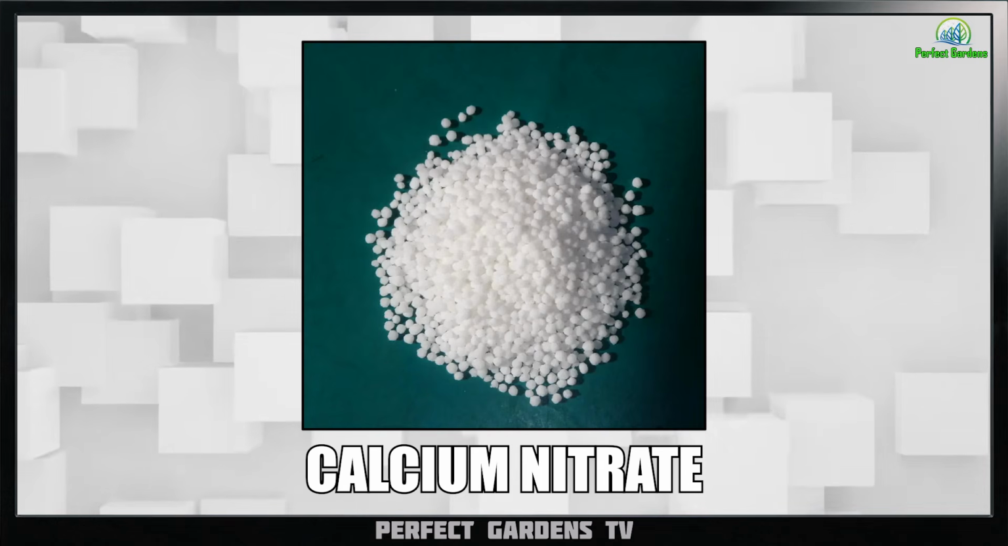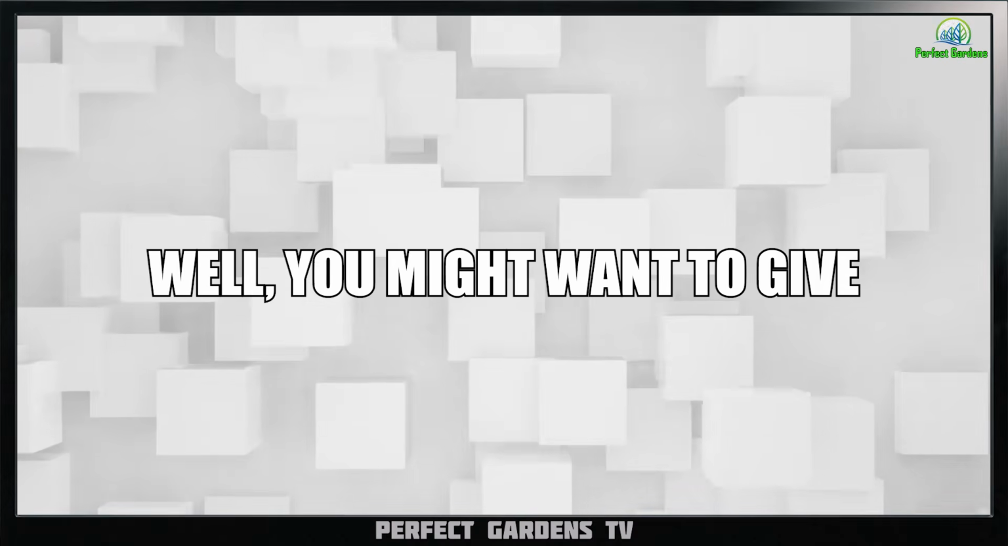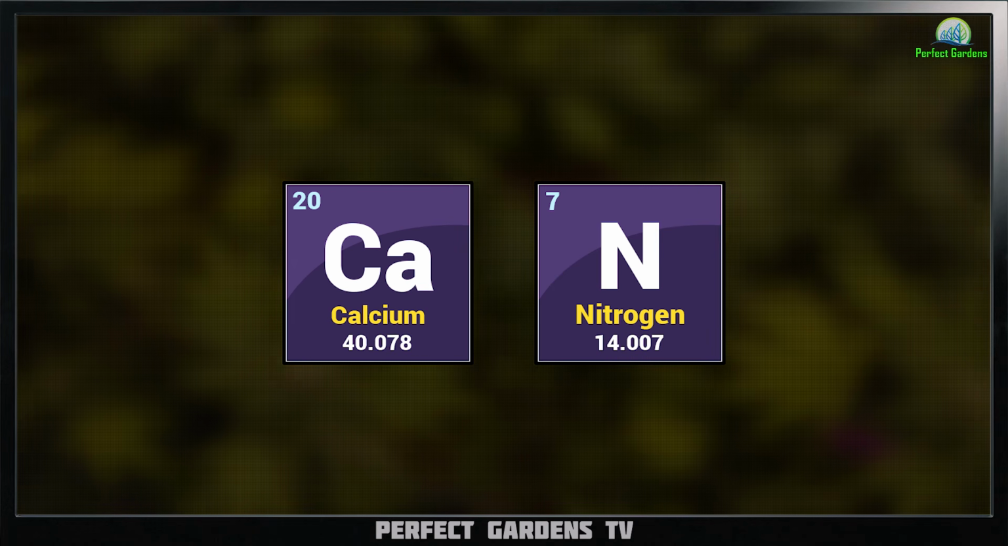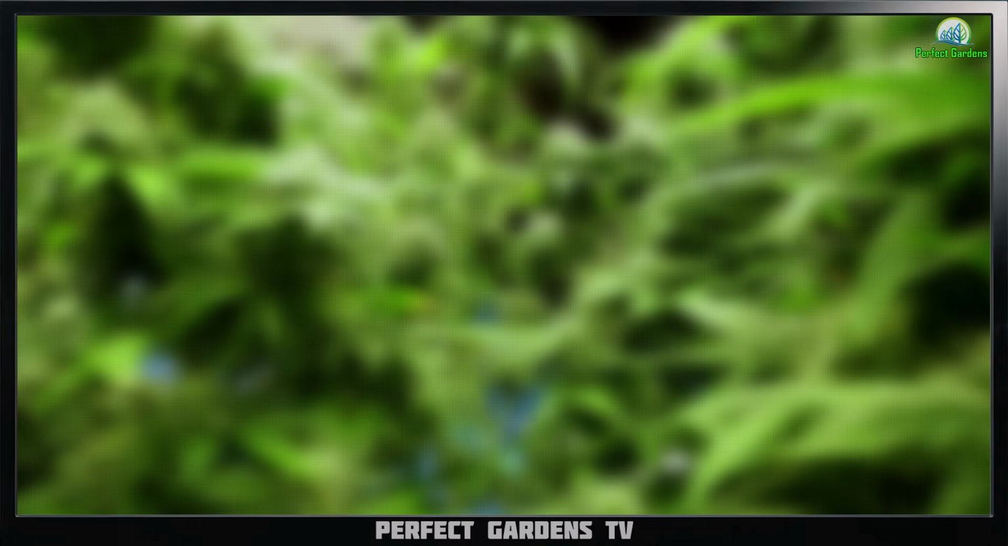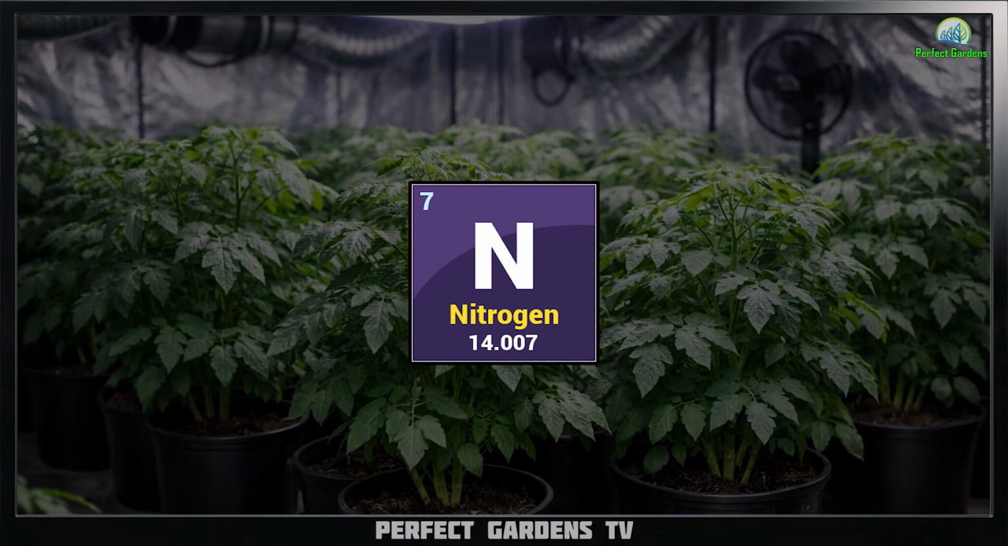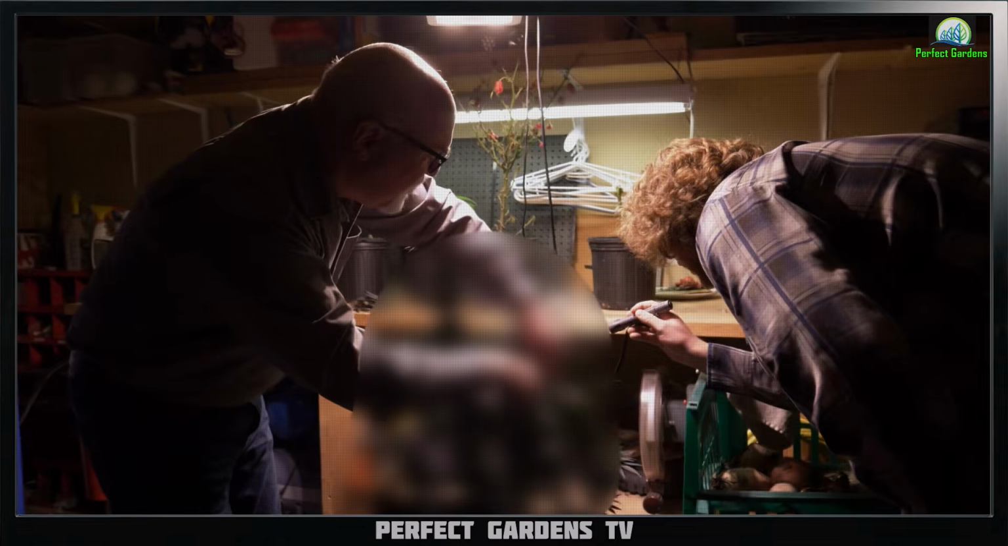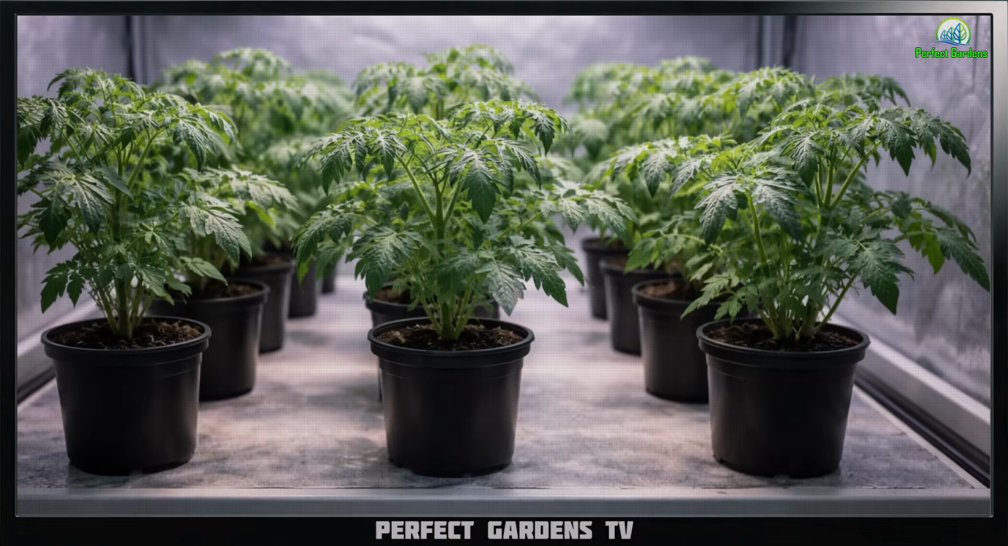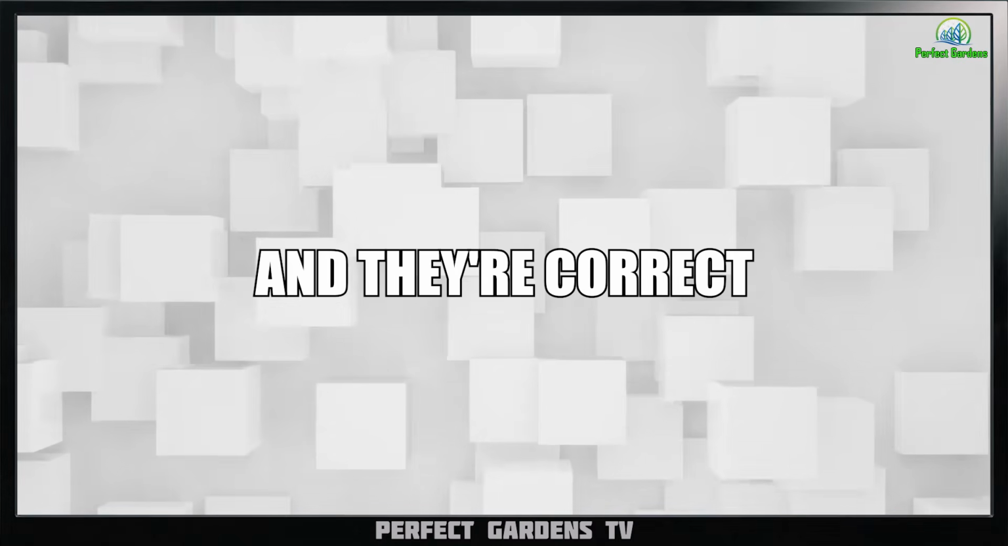You could use calcium nitrate. Why would you want to do that? Well, you might want to give calcium and nitrogen to your plants. Well, when would you need calcium and nitrogen? Well, nitrogen is essential for everything, but most people think about nitrogen as important for new growth in the very beginnings, right? And they're correct.